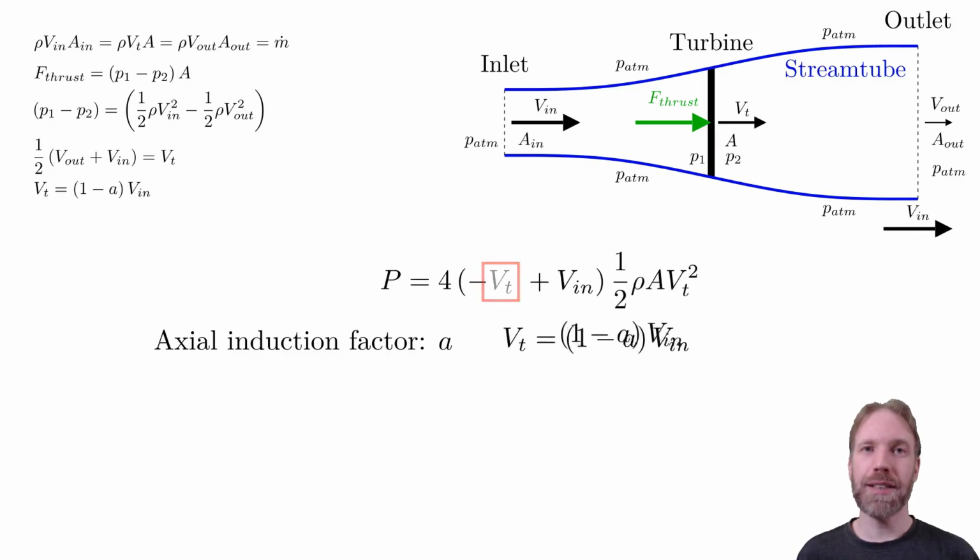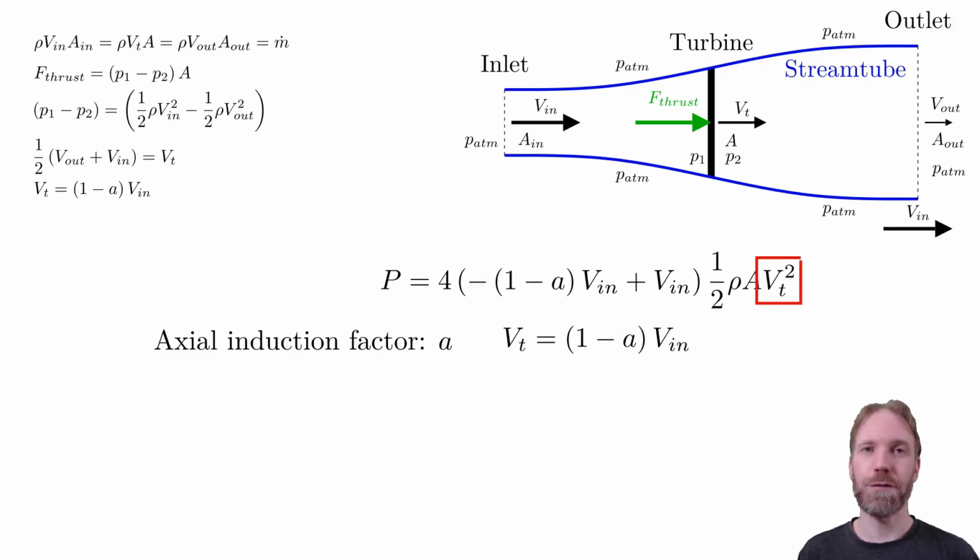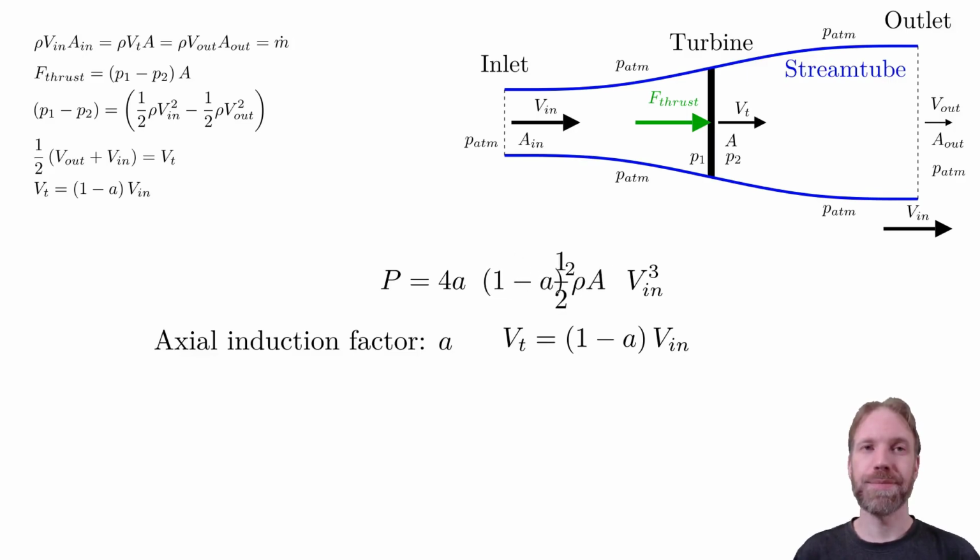Replace the velocity at the turbine using the axial induction factor. Combine all inlet velocity terms. Remove parentheses and cancel the 1. Reorder. This is our expression for the turbine power expressed as a function of our axial induction factor. This is one of our important results from the derivation.